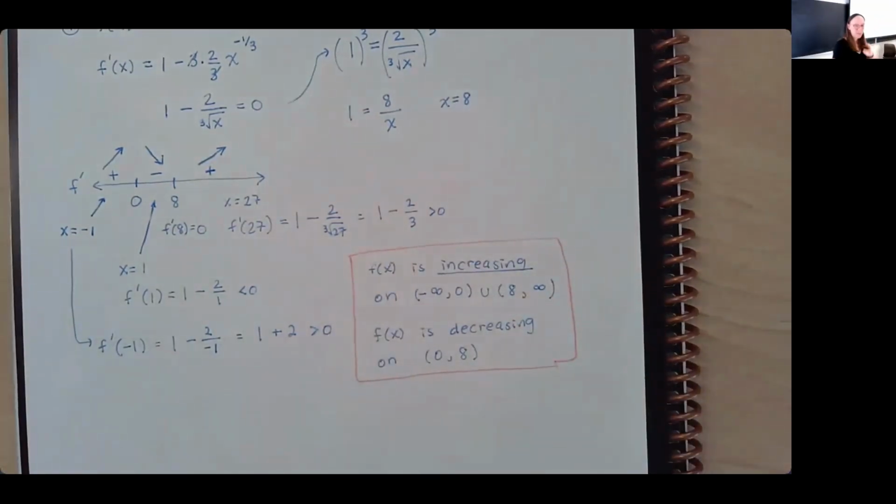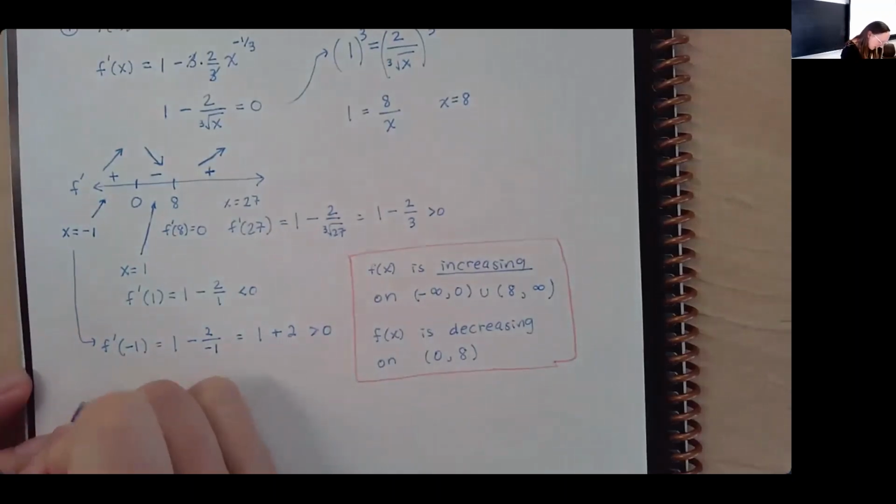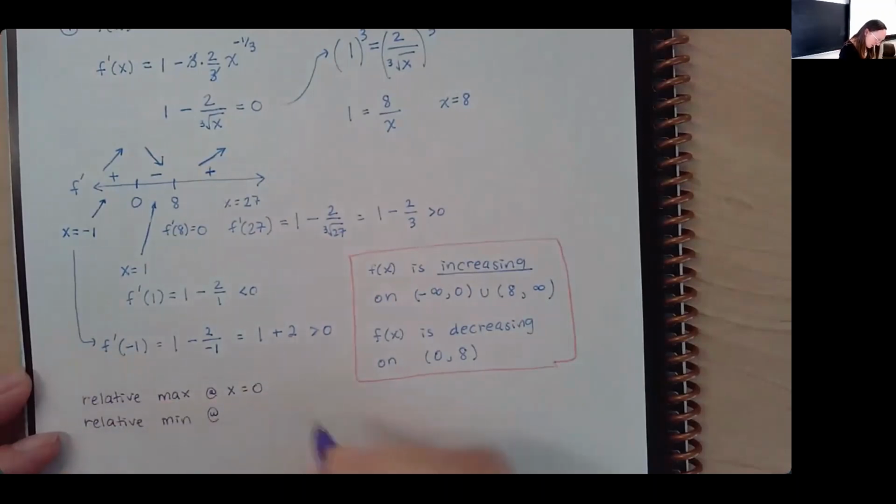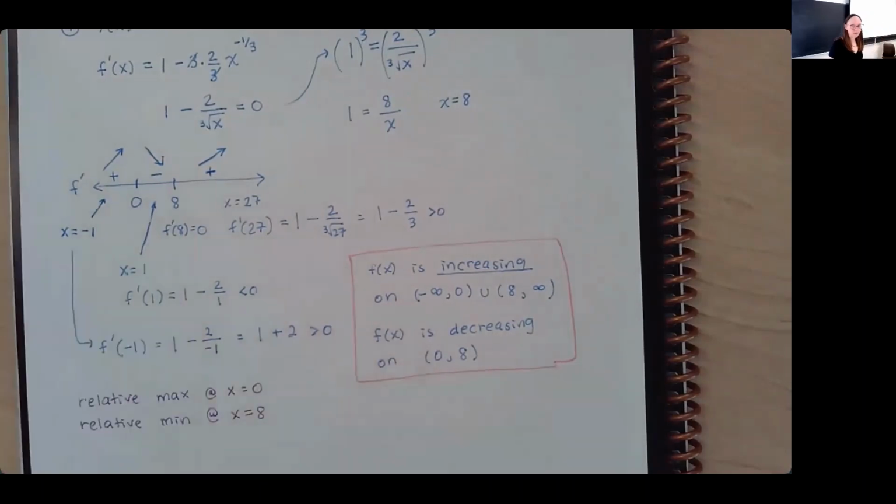And then in terms of thinking about relative extrema, I know that I have a relative max at x equals 0. And I have a relative min at x equals 8.